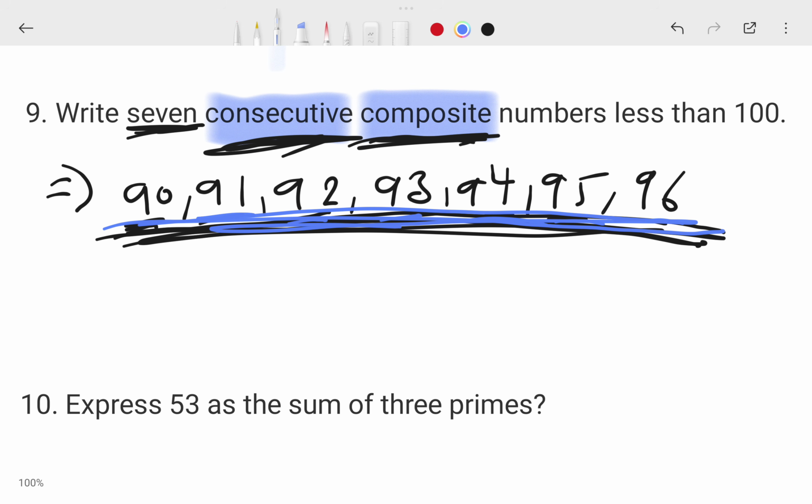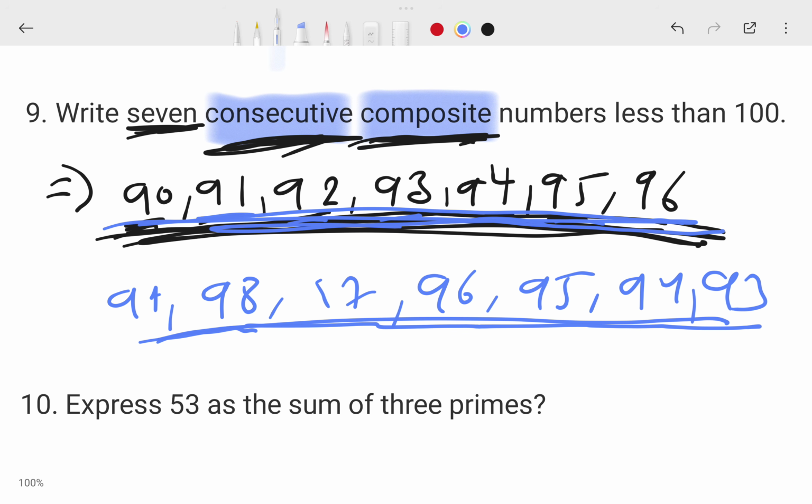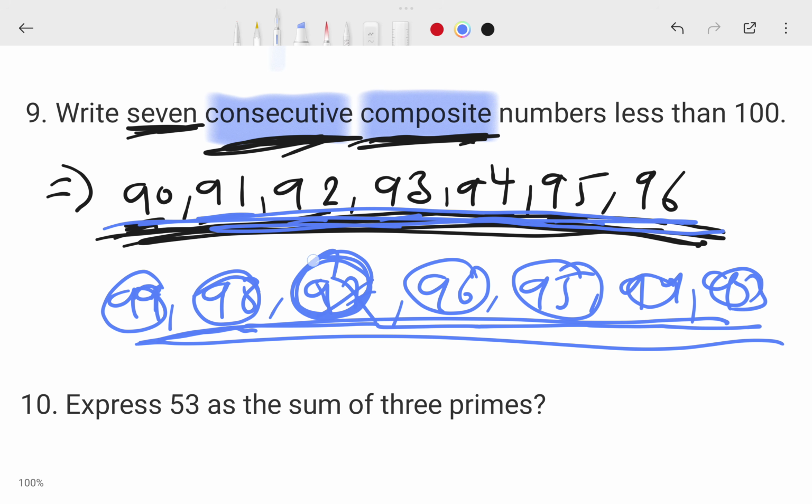If you say, sir, we can take 99 also, 98 also, 97 also, 96 also, 95 also, 94 also, 93 also. Okay, 1 2 3 4 5 6 7, these are also in series. But we need a composite series. Is 99 composite? Yes. 98 is also composite. Is 97 a composite number? It is not. 96 is composite, 95 is composite, 94 is composite, 93 is composite, but 97 is not a composite number.